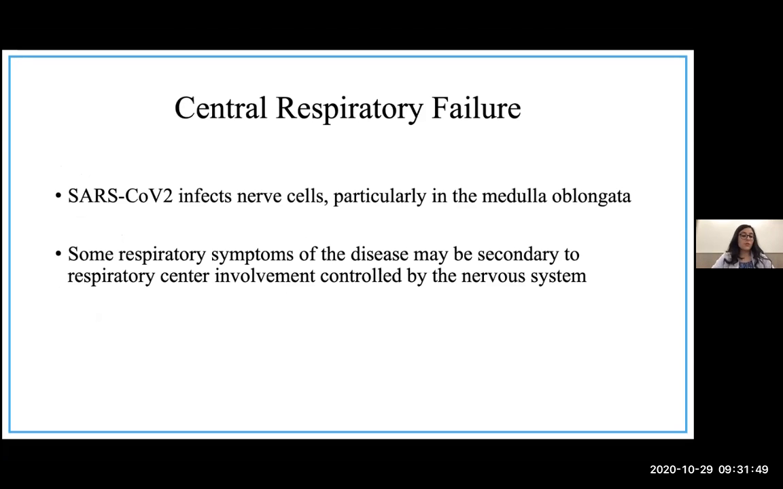There is also central respiratory failure. And so we said the SARS-CoV-2 infects nerve cells and also infects the medulla oblongata. And it's actually believed that some respiratory symptoms from SARS-CoV-2 are secondary to respiratory center involvement. And therefore, autopsy findings actually say that patients with CoV-2 show brain stems that are hyperemic and edematous with neuronal degeneration.